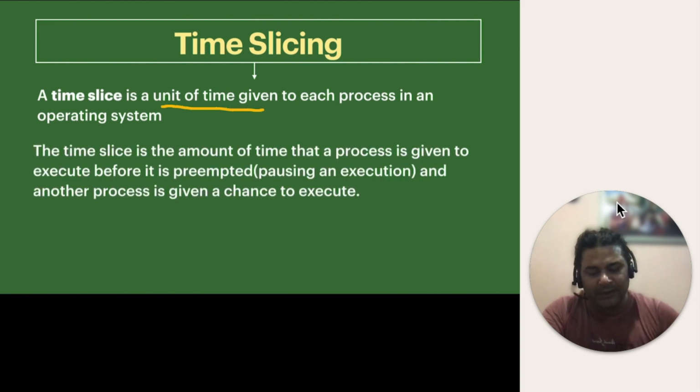Time slicing is the amount of time that a process is given to execute before it is preempted. Preempted means the process is pushed out of execution, and another process is given a chance to execute. So in time slicing, one job is paused and another job is executed.